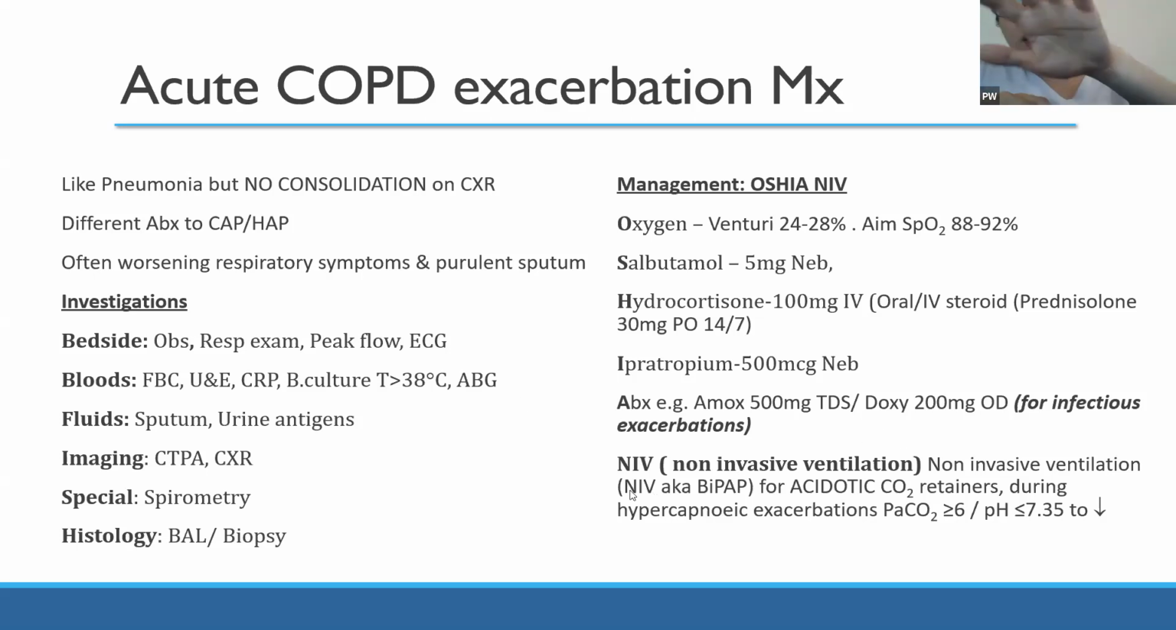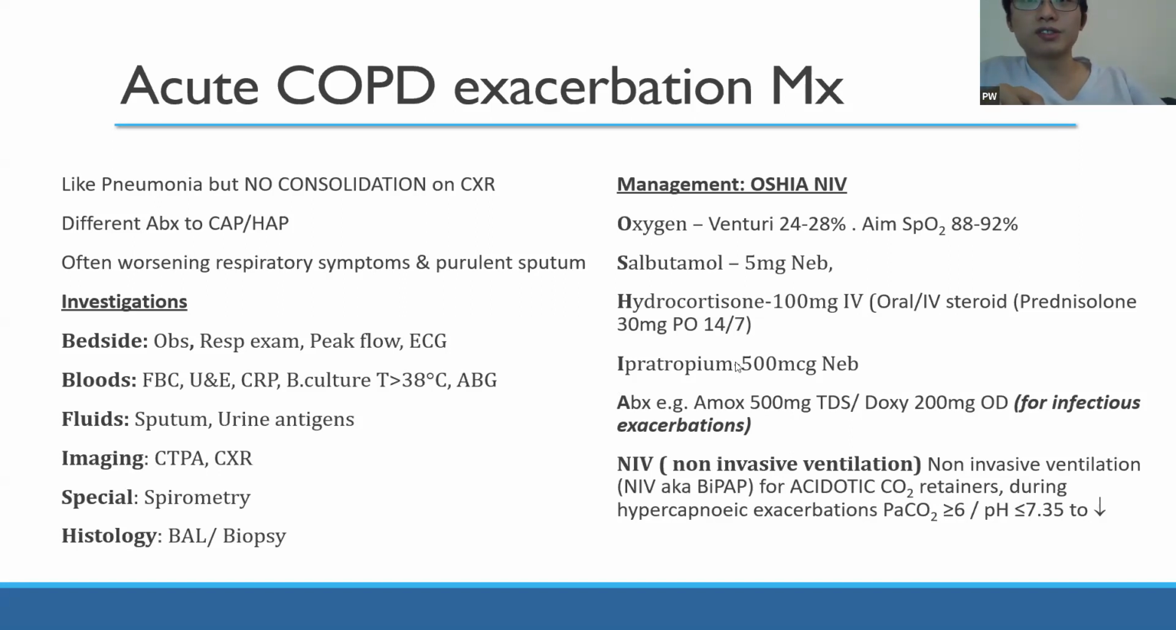Now, NIV, another name for this is BiPAP, and it's particularly useful for acidotic type 2 respiratory failure. Those acidotic CO2 retainers, when they have these type 2 respiratory failure, very hypercapnic exacerbations, which indicate that they're not keeping up with their ventilatory ability, that they can't ventilate effectively.